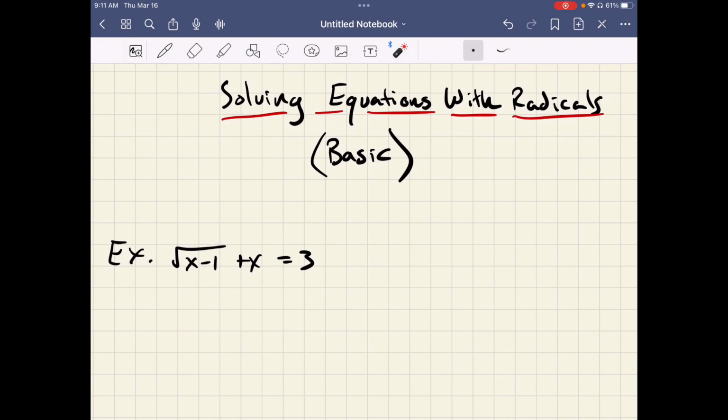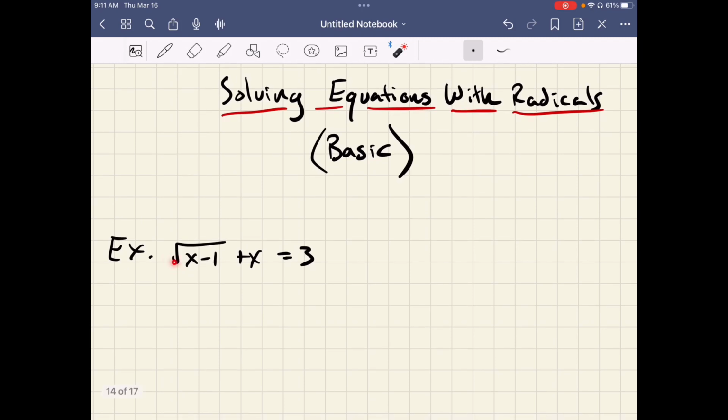In this video, I'm going to show you the basics of how to solve an equation with a radical in it. In the next video, I'm going to show you how to solve slightly more complicated versions of this exact same concept. So the first thing we're going to notice is the new part that we have right here is our radical sign in our equation.